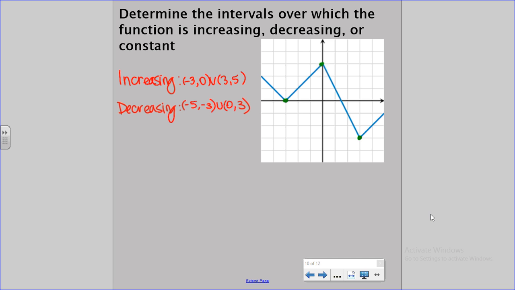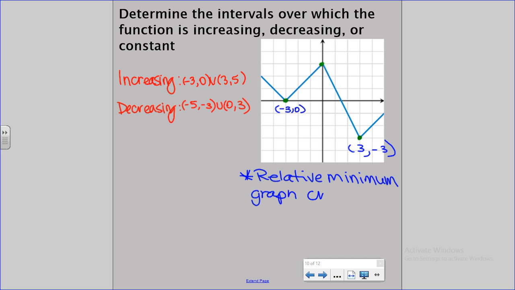these two right here, this is the coordinate -3, 0, and the coordinate 3, -3. Those are relative minimums, because that is where the graph changes from decreasing to increasing. And I'm going to go ahead and abbreviate there for you. Okay? Wherever our graph changes from decreasing to increasing, we have a relative minimum.